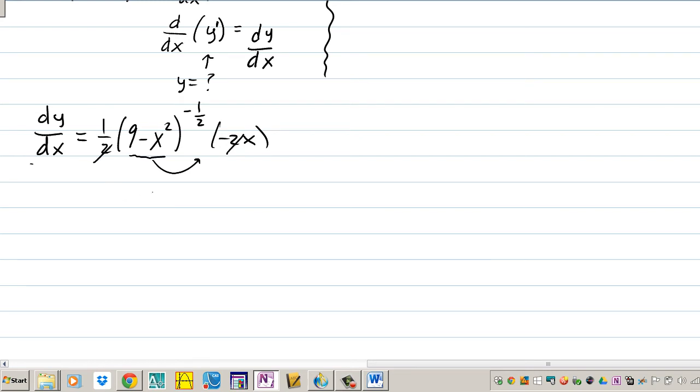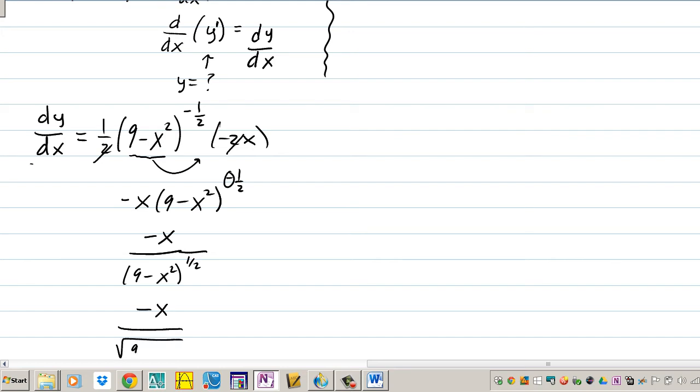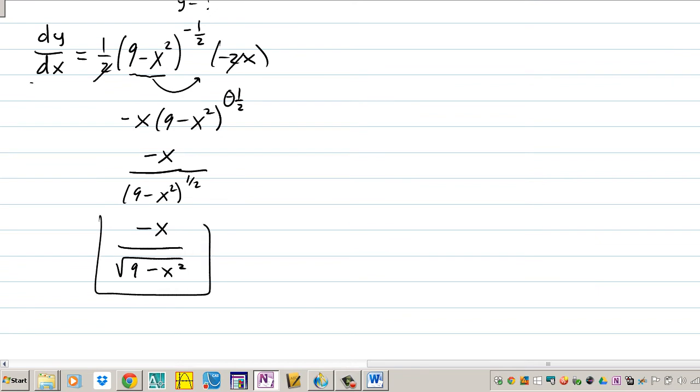So you get negative x times 9 minus x squared to the negative 1/2, which is the same thing as negative x over 9 minus x squared to the positive half, since the negative means the reciprocal. And then finally it's the square root of 9 minus x squared, because the power to the half means it's just a square root. So my derivative of this explicit equation is negative x over the square root of 9 minus x squared.